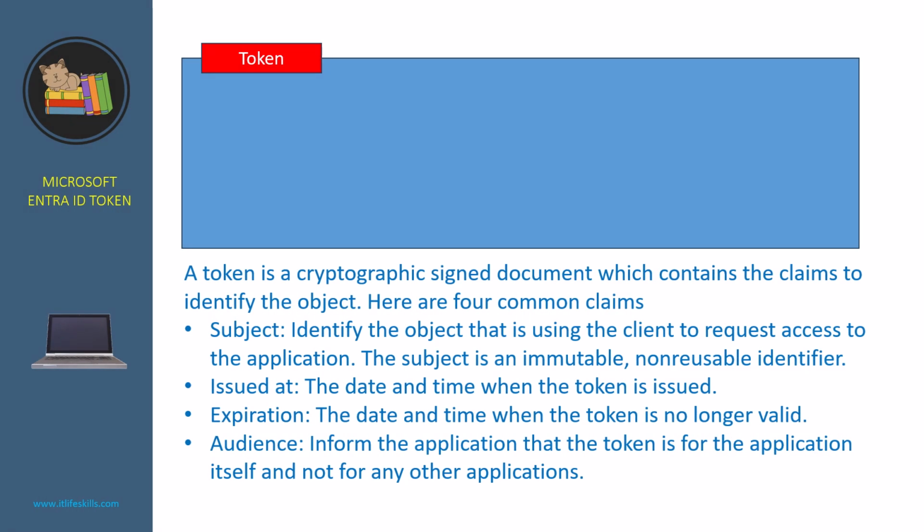So what is a token? A token is a cryptographically signed document which contains the claims to identify the object. Here are four common claims. The first claim is the subject, which is used to identify the object that is using the client to request access to the application. The subject is an immutable, non-reusable identifier.